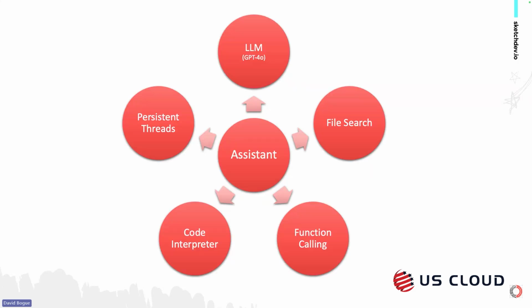So this diagram here shows what an AI assistant looks like within OpenAI. The central concept is an assistant. You start by creating an assistant, and then you associate different features or tools with the assistant. At the top, you'll see the LLM. So the first thing you do after you create an assistant is associate it with a model, or a large language model. You can pick from a number of different OpenAI large language models.